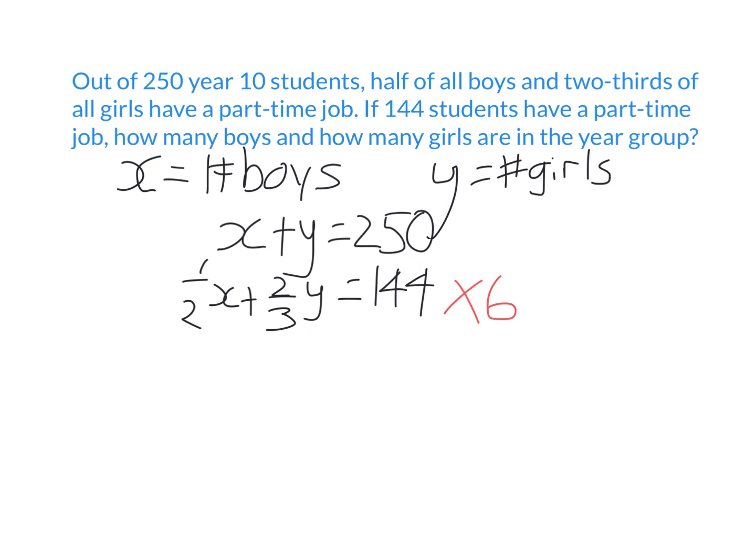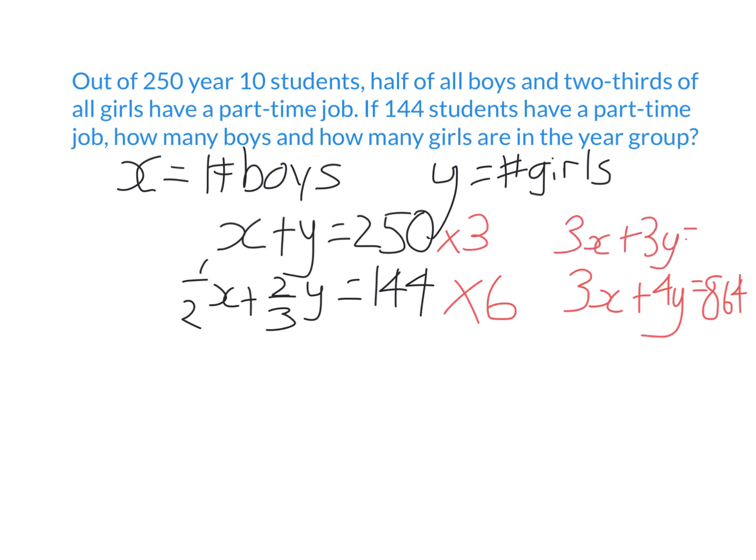So if I multiply this second equation by 6, half times 6 is 3, 2/3 times 6 is 4, and 6 times 144 is 864. So I now want to multiply this top equation by something so x's or y's have the same coefficient. So if I multiply this equation by 3, I get 3x plus 3y is 750.